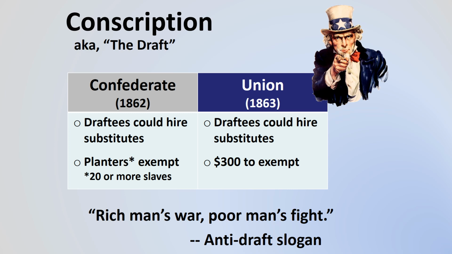You needed men, and so the Confederates instituted a draft, and in both the Confederacy and the Union, if you were rich enough, you could hire somebody to take your place in the draft. Planters, because the troops needed food, they needed supplies, were exempt if they had 20 or more slaves. In the Union, you could pay somebody $300 and they could take your place, and a lot of immigrants end up fighting in this war because they would basically pay them to take it. So this is the draft slogan, a rich man's war and a poor man's fight.